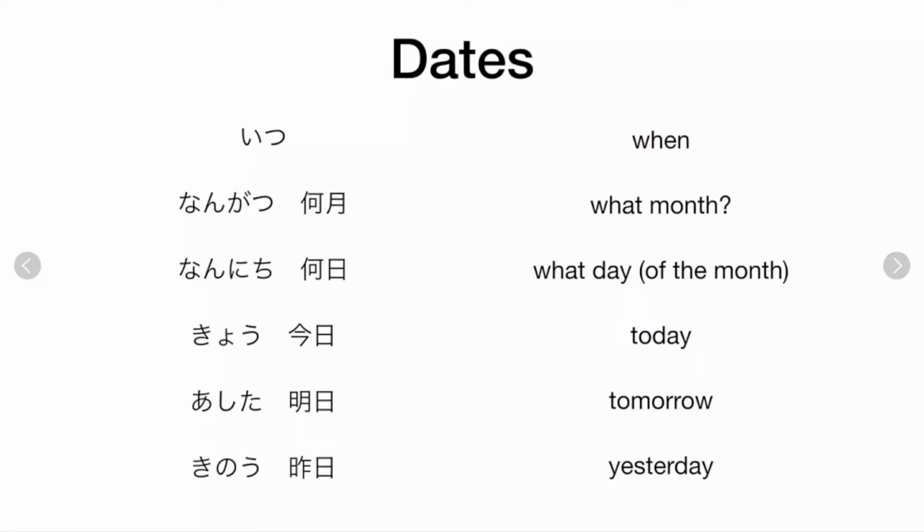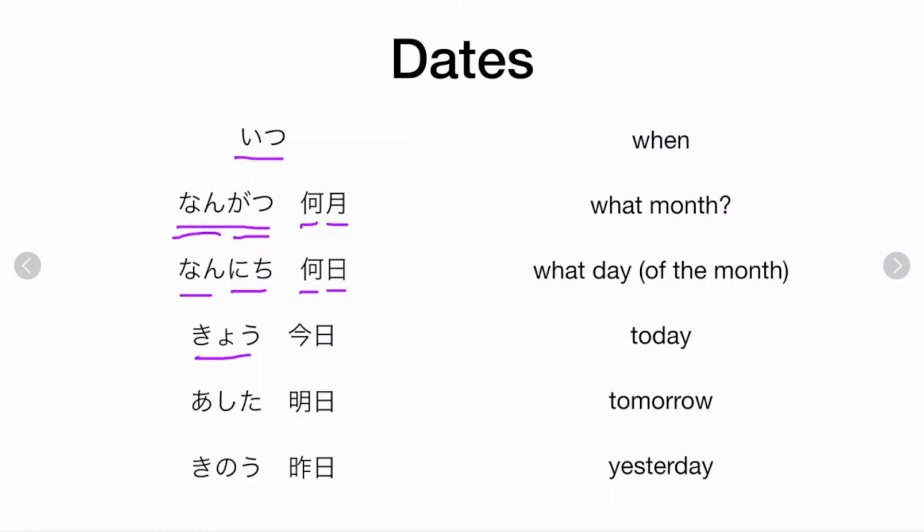Okay. Moving on then, we can talk about dates. So here's some vocabulary to start with. We'll start with itsu, which means when. Nangatsu is specifically what month. So nani plus gatsu, which is month. So nangatsu. Nannichi. Nichi is day. So what day? Nannichi. This is specifically then what day of the month.